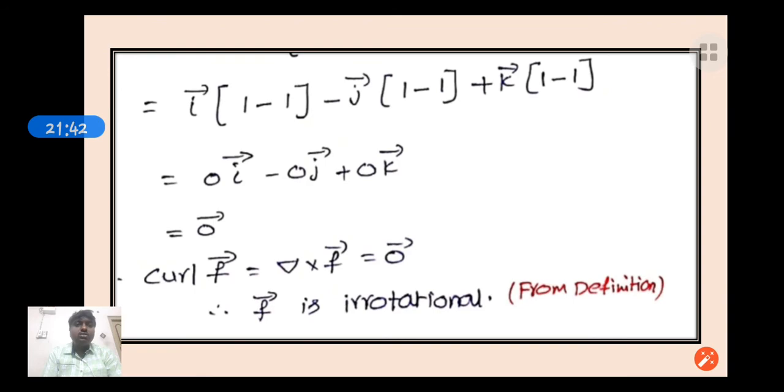By replacing those values, I am writing i bar into (1 minus 1) minus j bar into (1 minus 1) plus k bar into (1 minus 1). So 1 minus 1 is 0, that is 0 i bar minus 0 j bar plus 0 k bar. This is a zero vector. Why? Because if every component is 0, that is called a zero vector. So 0 bar. Therefore curl f bar is equal to del cross f bar, that is equal to 0 bar. If curl f bar is 0 bar, such a function f bar is called irrotational.